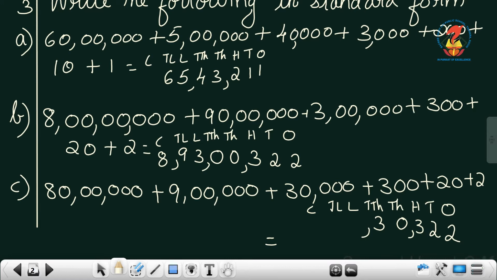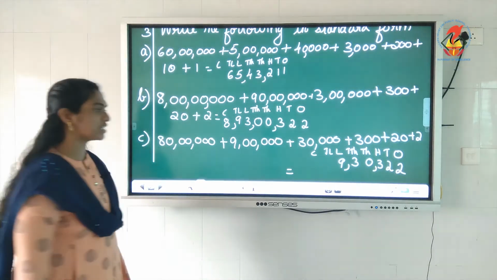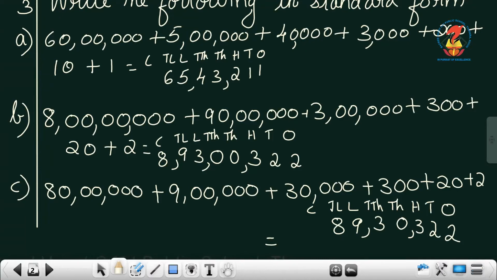Lakhs place should have 5 zeros. You have a number with 5 zeros. So that is 9. Then 10 lakhs place is a place where you have 6 zeros. You have a number with 6 zeros, that is 8. So there is nothing in the crores place. So the number becomes 89 lakh 30,322. Clear children?